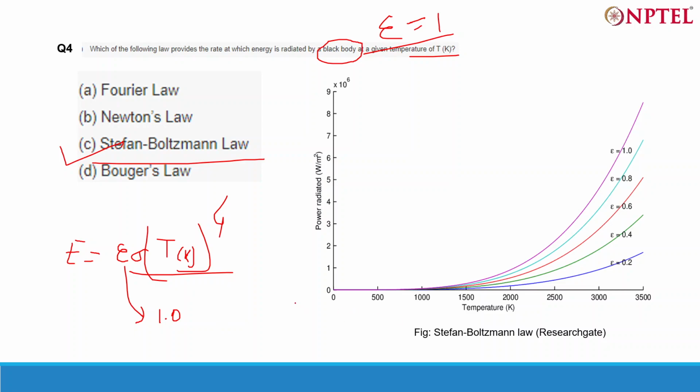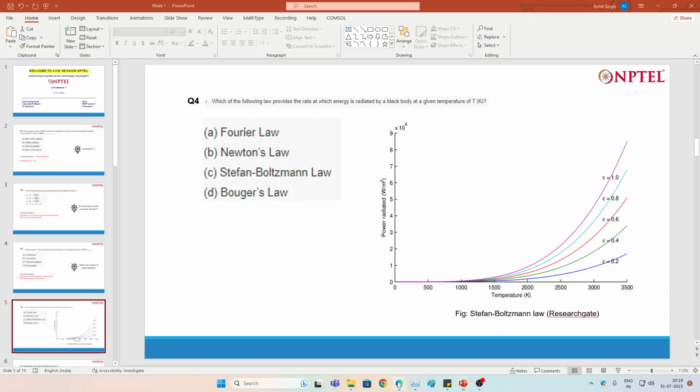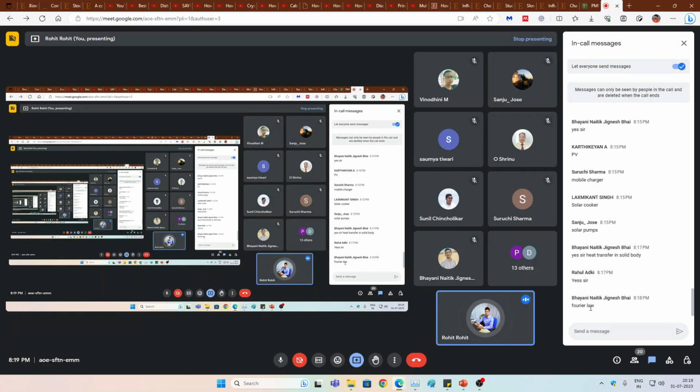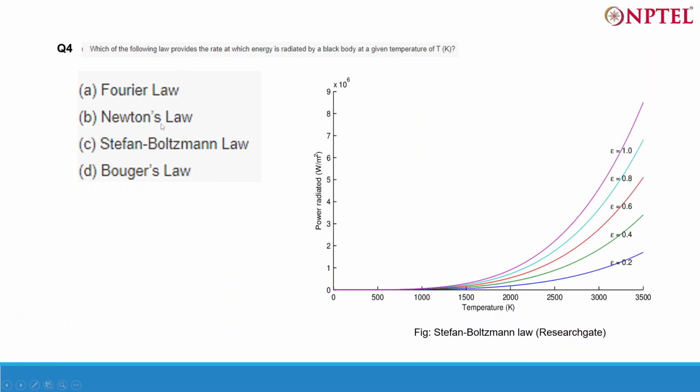So first take a look at this formula for a few minutes. I want you to focus on this formula. And in the meantime, let me see if the recording is going on. Fourier law? No, Naitik, it's not Fourier law. Fourier law is basically for conduction. In radiation, it's Stefan-Boltzmann law. Newton's law in convection, Fourier law in conduction, Stefan-Boltzmann law in radiation. Booker's law is basically in, I think, diffraction or something. I am not sure about this law.